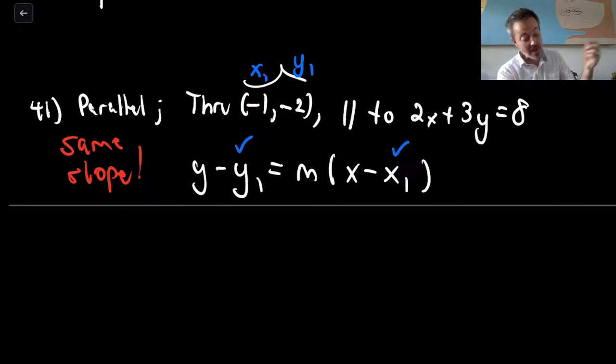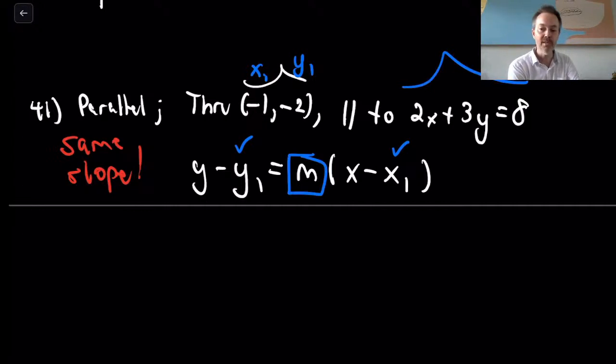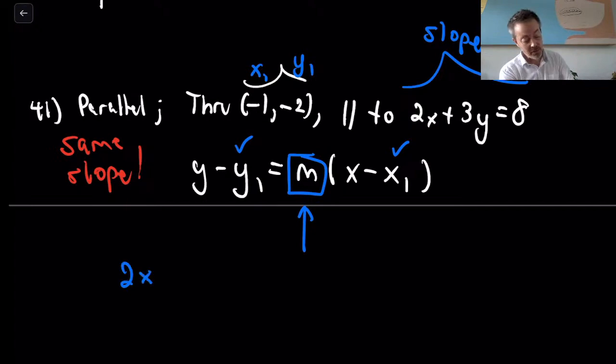So I've got a point. The only thing I'm missing is the slope. Well, how would I get the slope of this line 2x plus 3y equals 8? I need to figure out the slope of that line. And then once I have the slope of that line, I can just drop it in, because they're the same. Well, there's different ways we could do it.